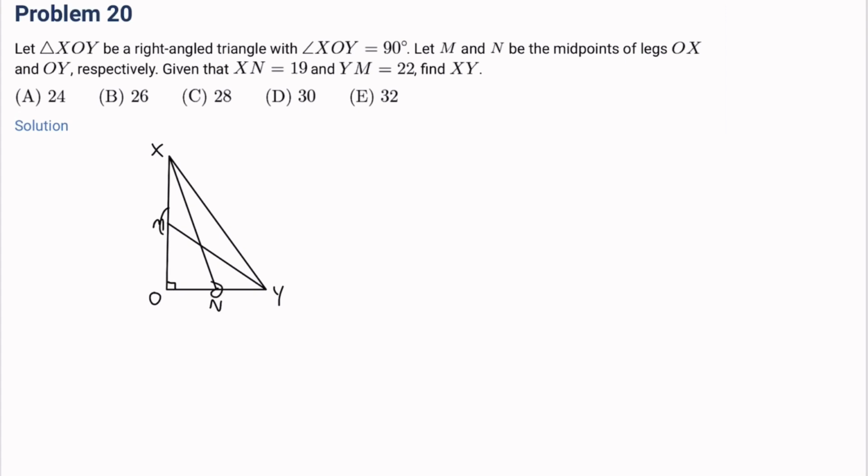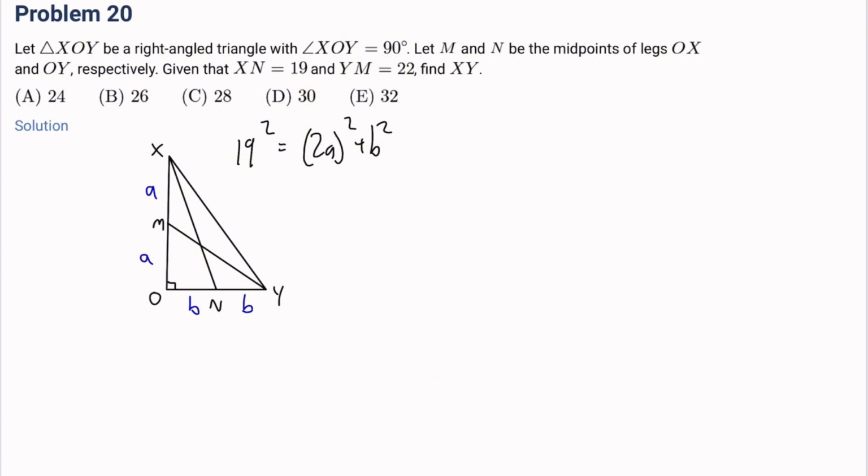And then these are the midpoints, so this and this would be equal, and this length would also be equal, right? So let's call XM and MO A, and let's call these B. XN is 19, and YM equals 22. We can get XN and YM by using the Pythagorean theorem with this right triangle and this right triangle. So XN first: 19 squared equals (2A) squared plus B squared, because it's this triangle, right?